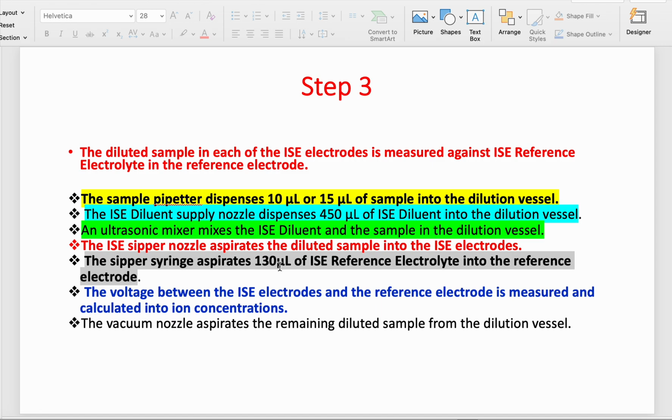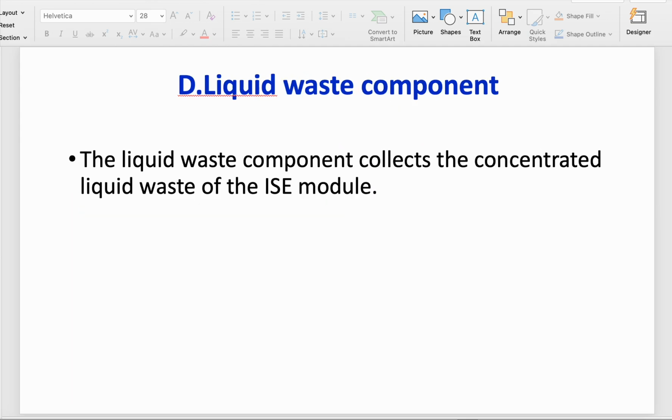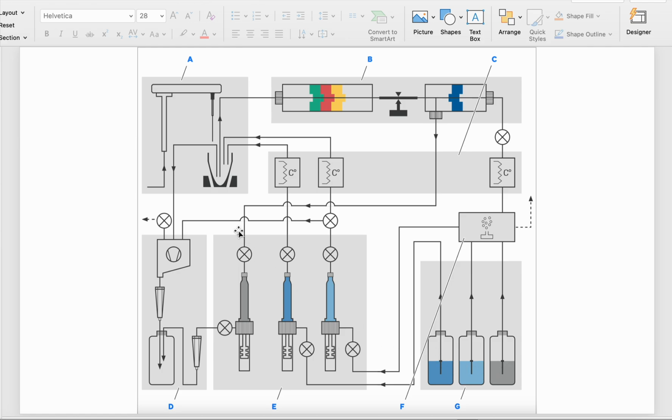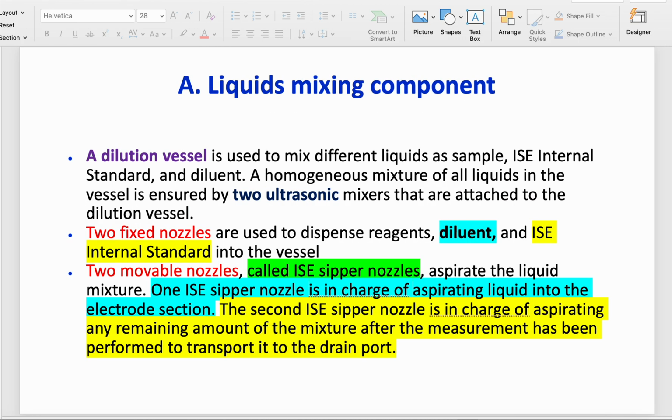The zebra syringe also uses 130 of reference for the reference electrode, and then uses this. This is again coming from here. So this one is coming from here, while the sample and diluent are mixed here, this one is going to here, and this one is fed in here, and that one is fed here, and it's the voltage between them that the computer receives, and that's what the result is. So let's move on.